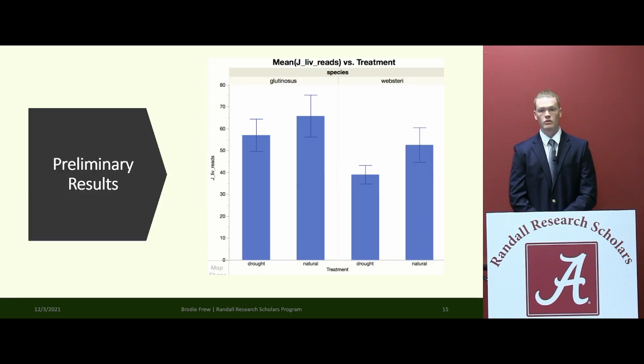So we are still currently working on finishing the data analysis for our project, but we do have some preliminary results indicating that there is a statistically significant difference in the mean number of reads of Janthinobacterium across the two treatments. As you can see, the mean number of reads of Janthinobacterium across both species of salamander was less in the group subjected to drought conditions compared to the group that was subjected to the natural weather conditions.